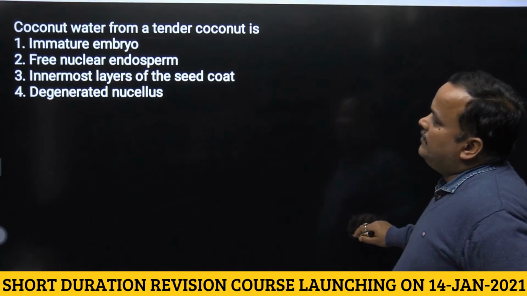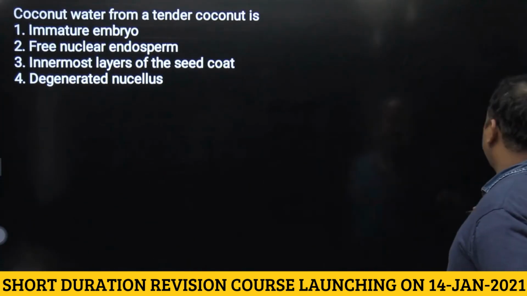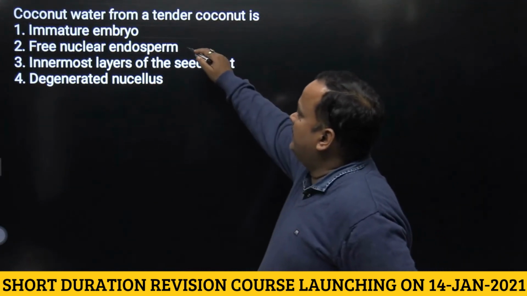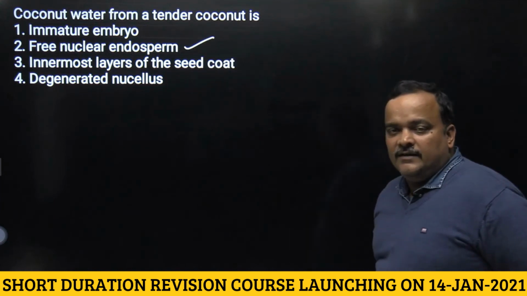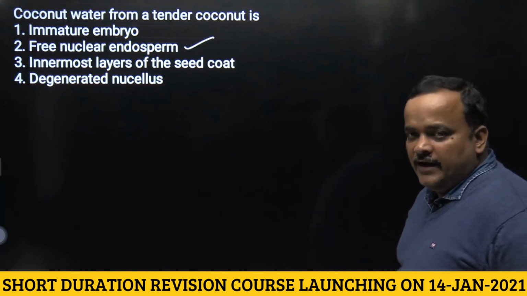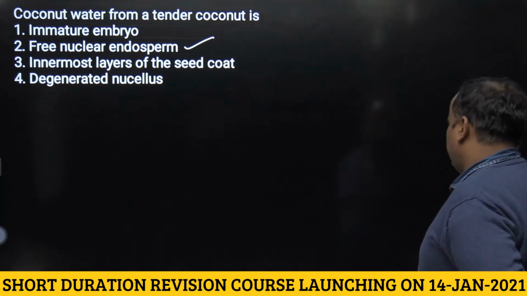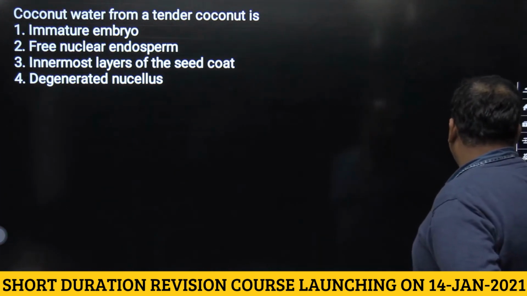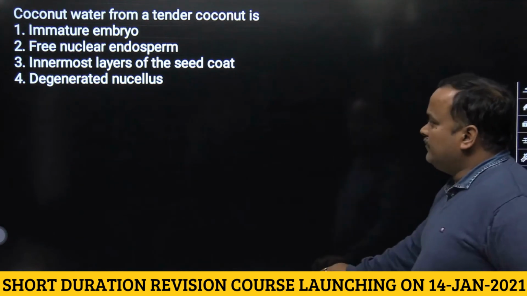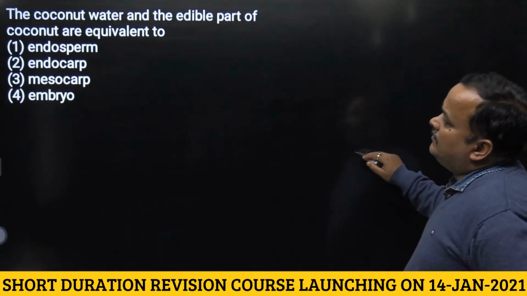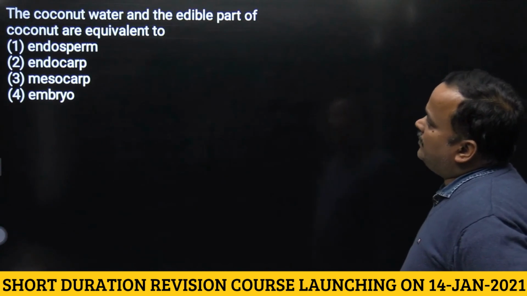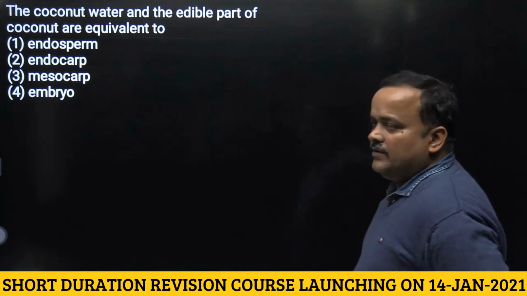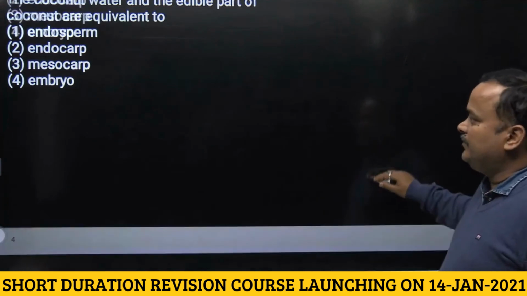Next question. Coconut water from a tender coconut is nothing but free nuclear endosperm. Answer will be second. This is very important question. Large number of times this question has been asked. Now, again, the coconut water and the edible part of coconut are equivalent to endosperm. First choice.